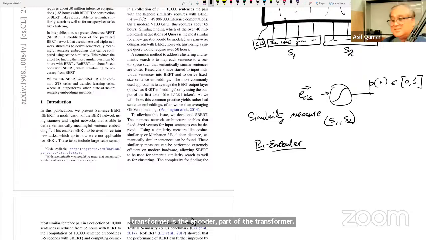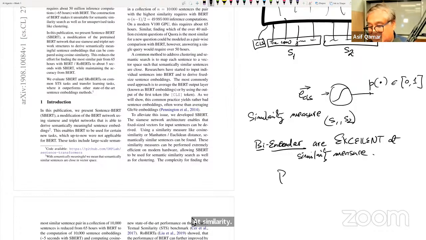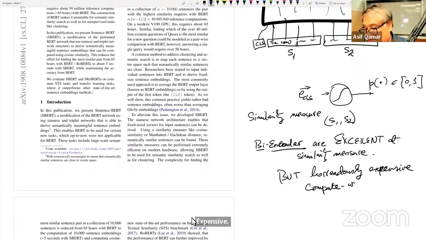So bi-encoders are excellent at similarity measure, but horrendously expensive compute-wise. Not only that, latency goes up.